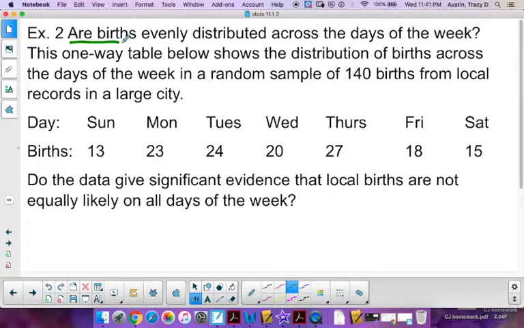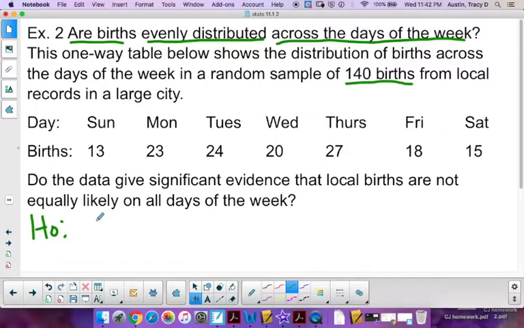Okay, are births evenly distributed? So they've told us right now what our distribution is. They expect them to be evenly distributed across the days of the week. Okay, so very important. And they've given us our sample size, which means we can then calculate our expected values, right? And we've been given our observed values. Okay, so we're going to write our null and our alternative hypothesis.